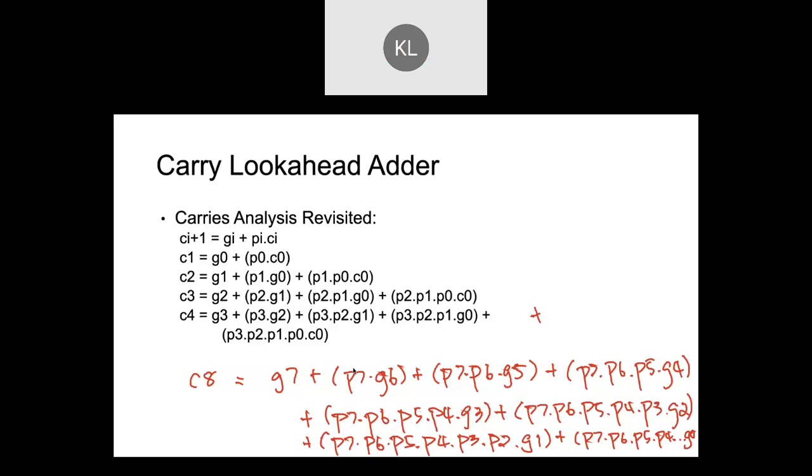And the last one, P7 to P0 and then C0. Okay, excellent. Thank you very much. That is the C8.